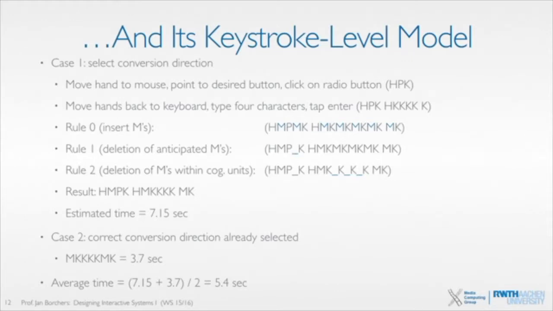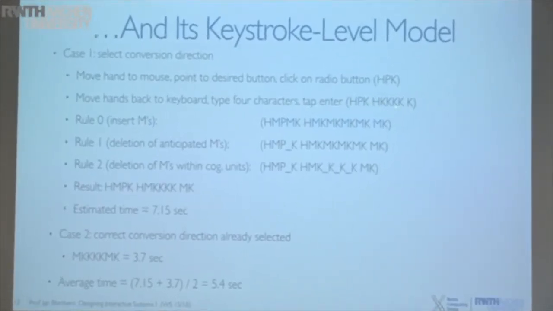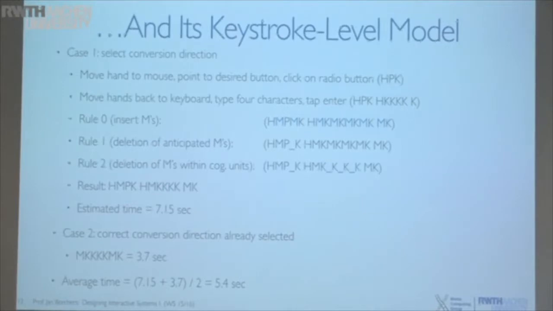Now we move the hands back to the keyboard, type the 4 characters, and tap Enter. So in addition to this one, we get the second homing operation, 4 keys for the number and the Enter key. Now by rule 0, we insert a bazillion of M's into this, which makes it look somewhat like this. So we got M's in front of all the K's and P's.